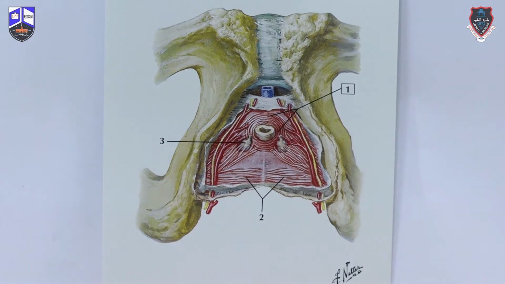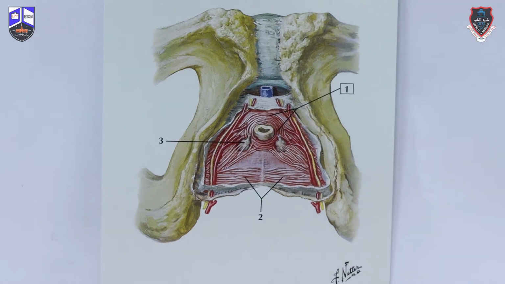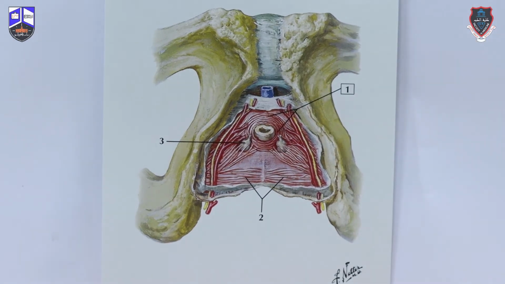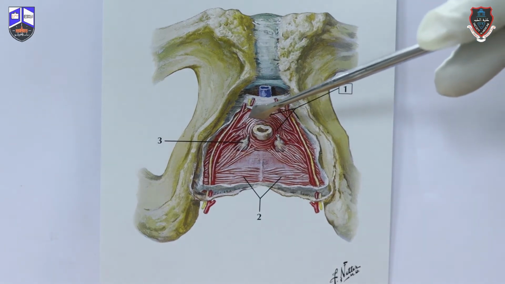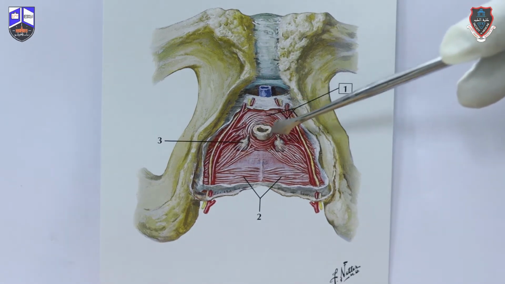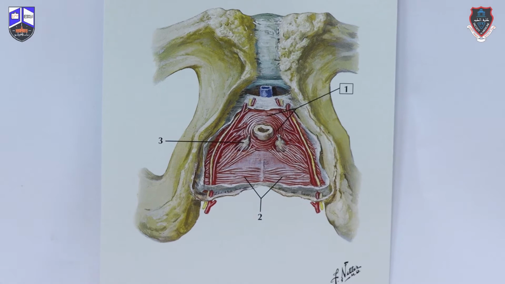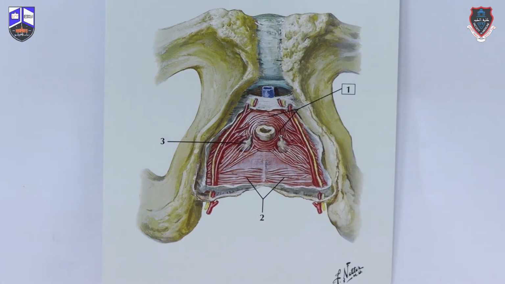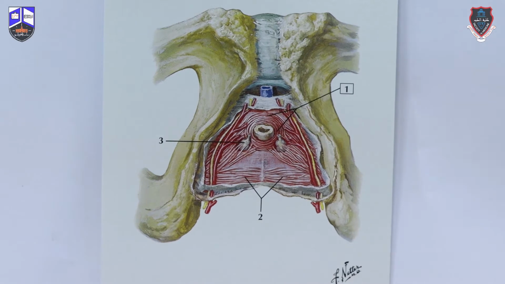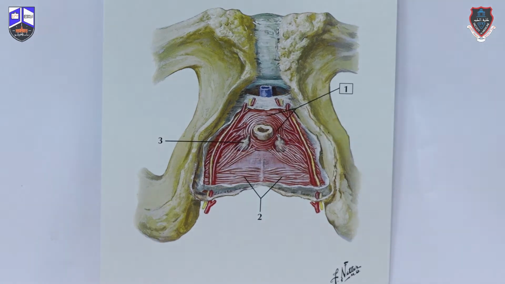This urogenital triangle is floored by this structure. It is called the urogenital diaphragm, and the urogenital diaphragm is formed by two muscles in the male. This is the membranous urethra, and the muscle that forms a circle around the urethra here is called the sphincter urethrae, or the external urethral sphincter. And another muscle here is called the deep transverse perineal muscle.